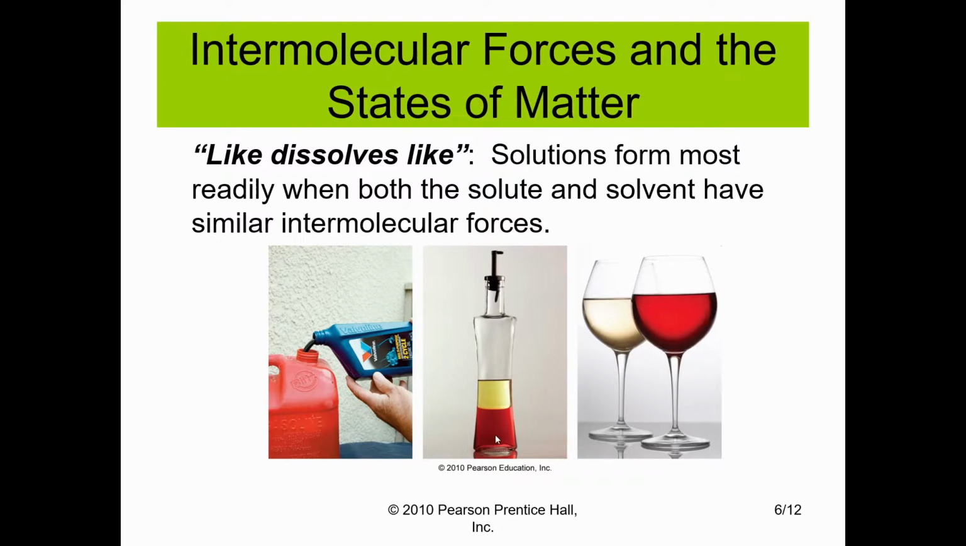The next example that we have is oil and vinegar. Oil is composed of mostly nonpolar molecules, where vinegar is composed of water and acetic acid, both of which are capable of hydrogen bonding and are very polar molecules. This will form two different layers. The top layer, the oil layer, will have the lower density, and the vinegar layer, the bottom layer, will have a higher density.